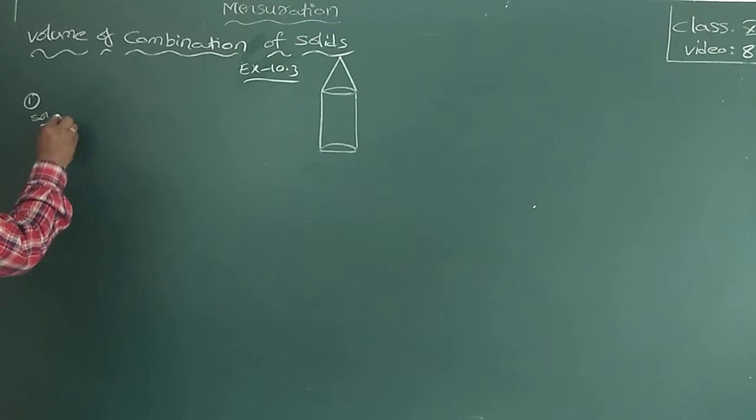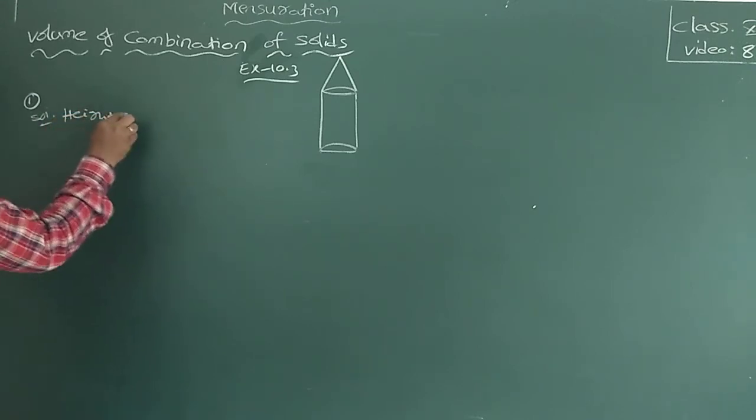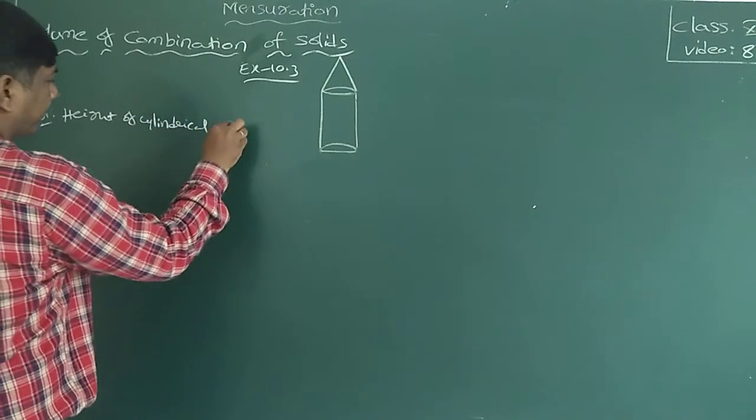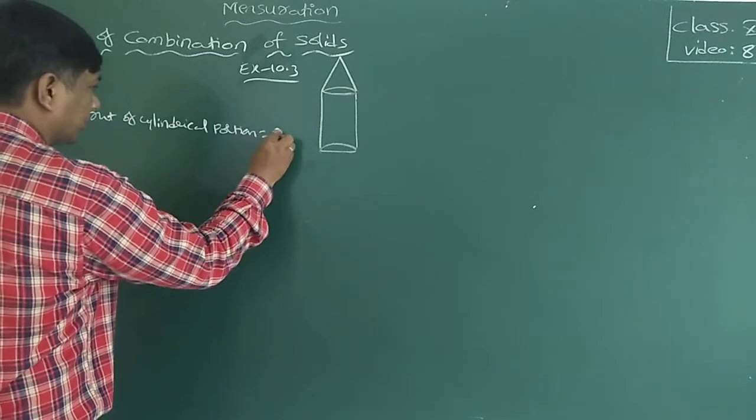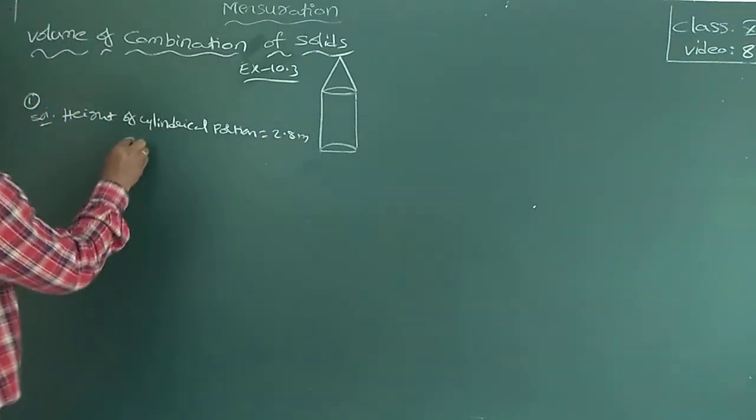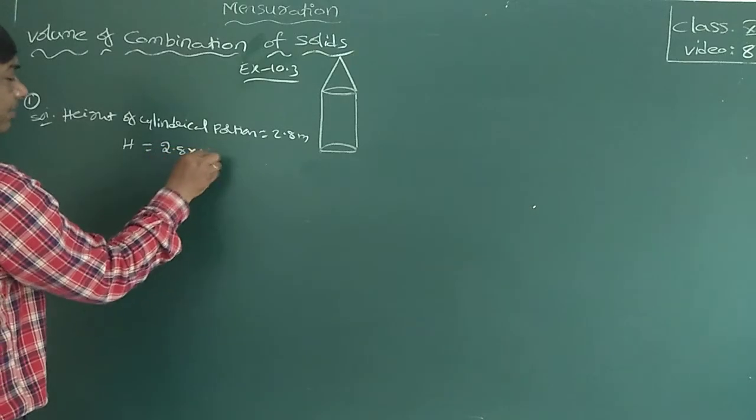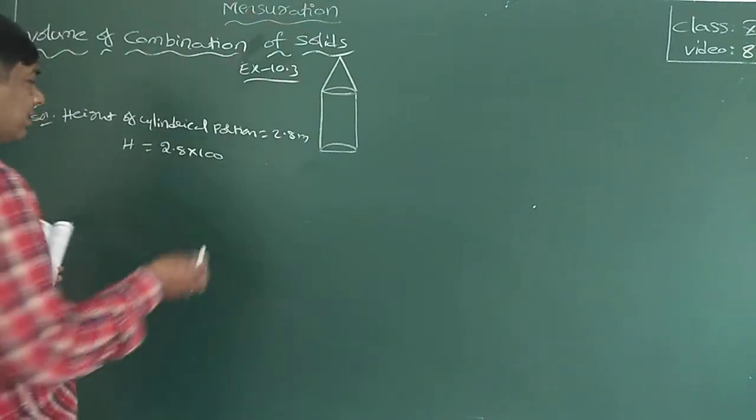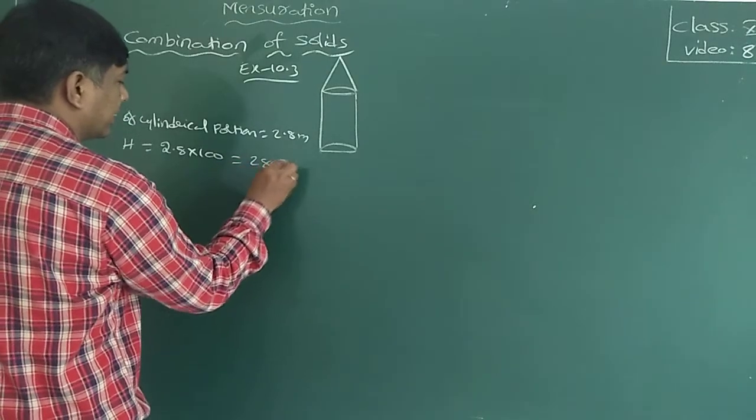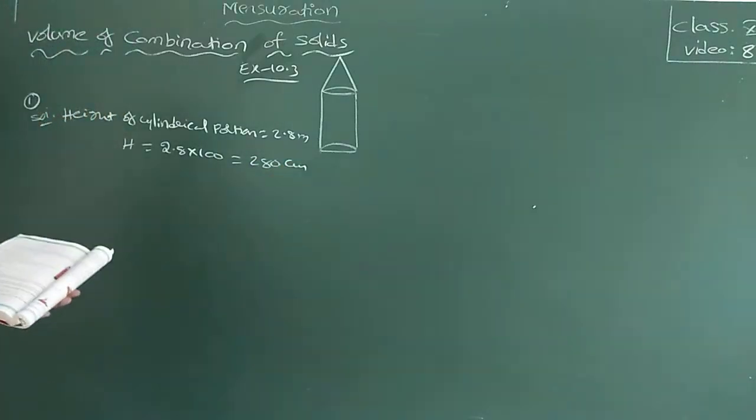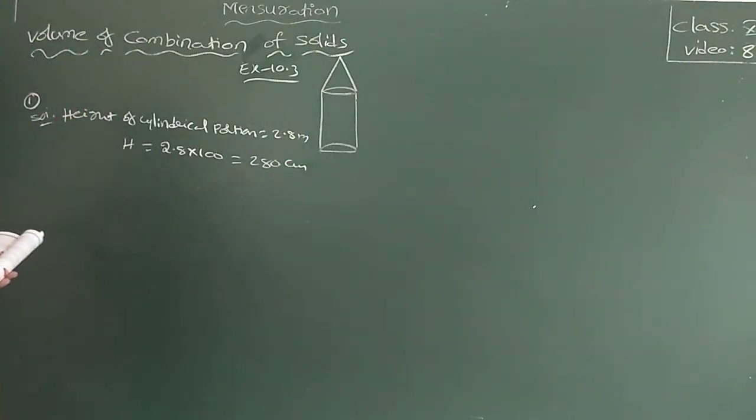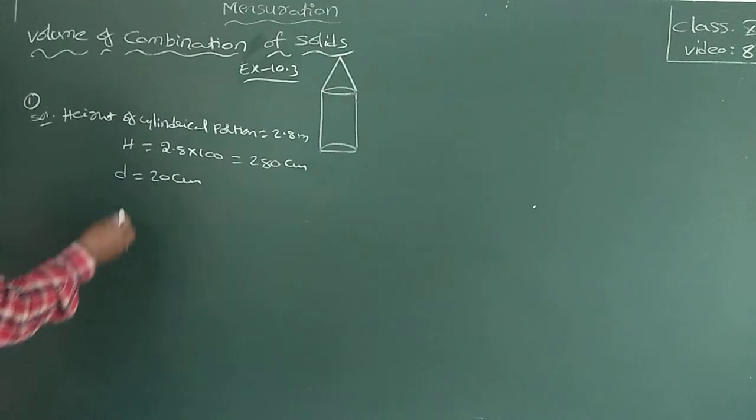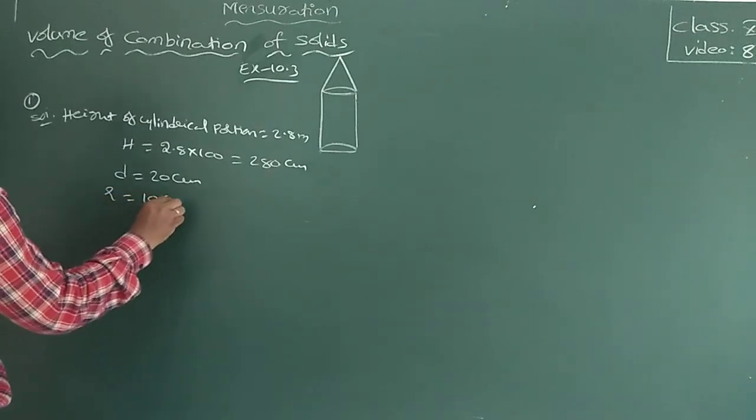Now, height of the cylindrical portion is equal to 2.8 meters. That means h is equal to 2.8 into 100 centimeters, since 1 meter is 100 centimeters. Convert into centimeters because the rest of the values are in centimeters. 280 centimeters. And the diameter is 20 centimeters, which means the radius is 10 centimeters.